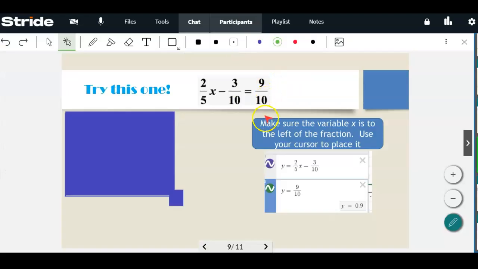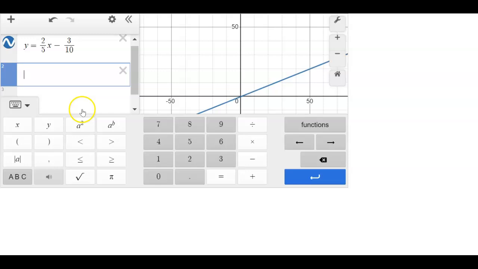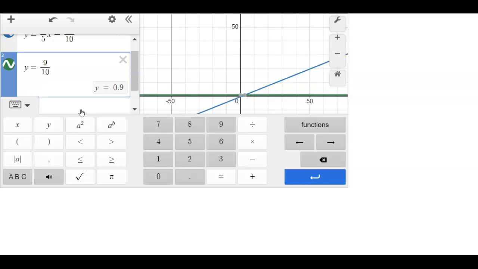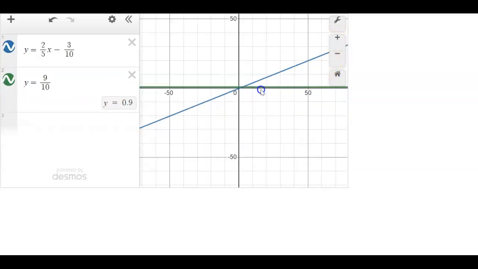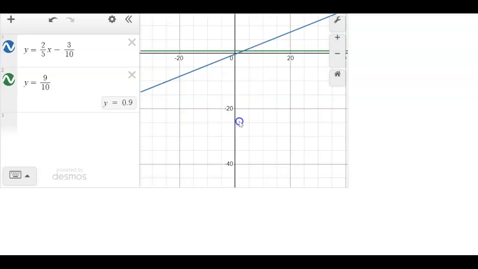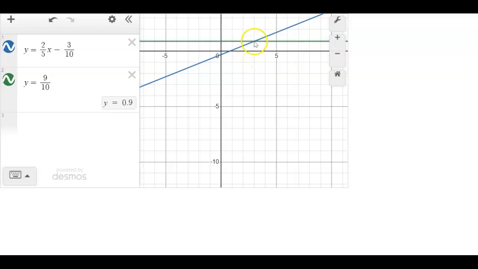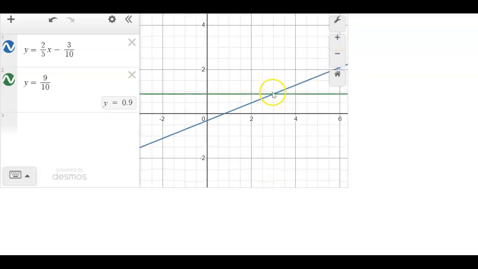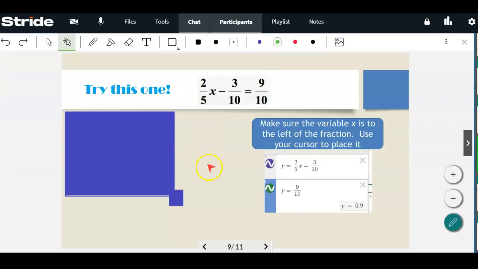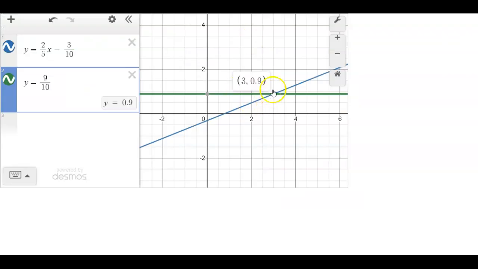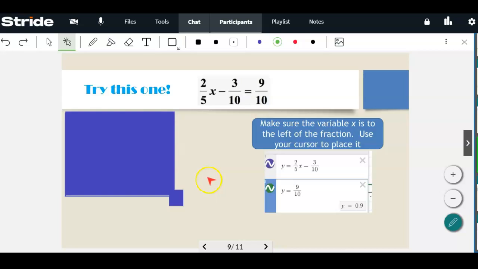And then the other part says 9/10. So y equals 9/10. I'm going to try to move that up a little and zoom in a little so we can see where this line crosses a little bit better. And it crosses in here. So the answer is 3. Okay, did everyone see that? The answer is 3 here. x is equal to 3.